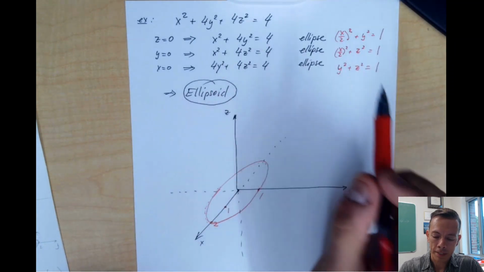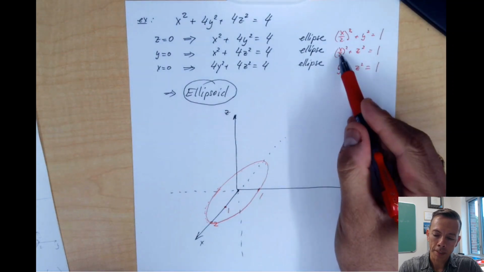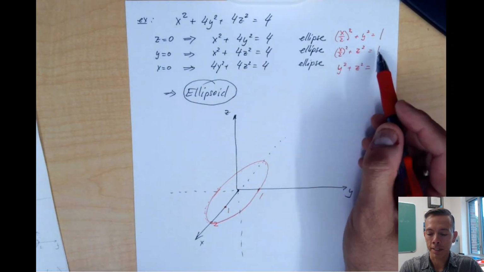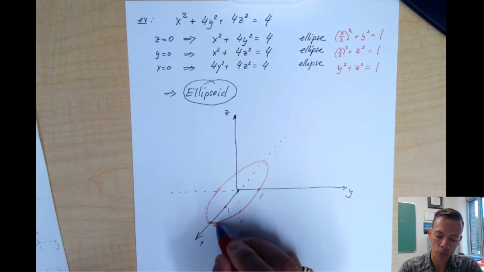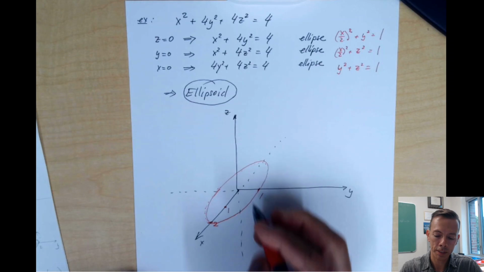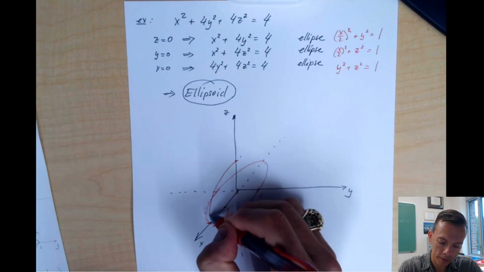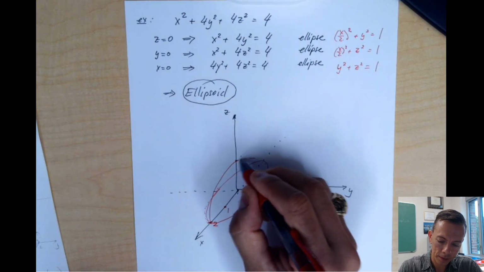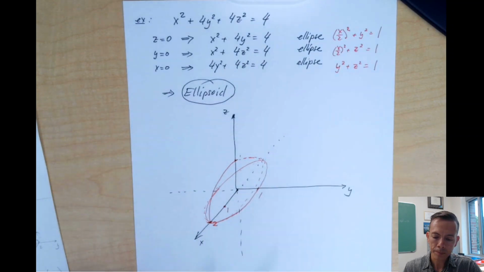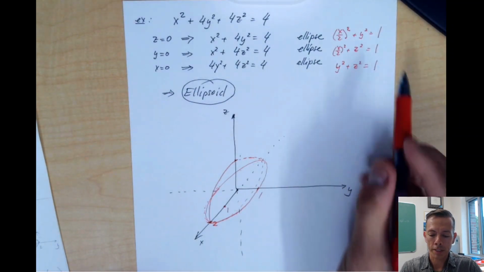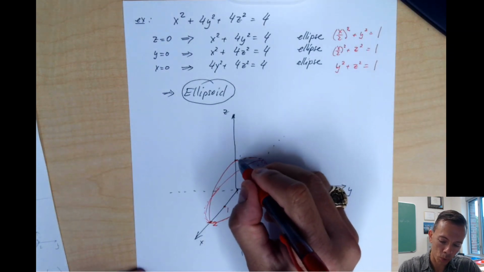In the xz plane, which is this left wall right here, it's a similar ellipse. It's actually the exact same ellipse but with different axes. So once again you have 2 as the principal axis in the x direction and 1 in the z direction. And finally in the yz plane, the back wall right here, this is just a unit circle that goes from -1 to 1.